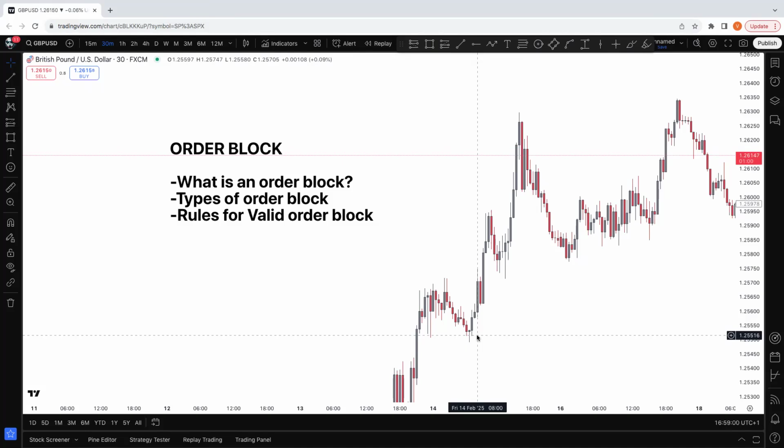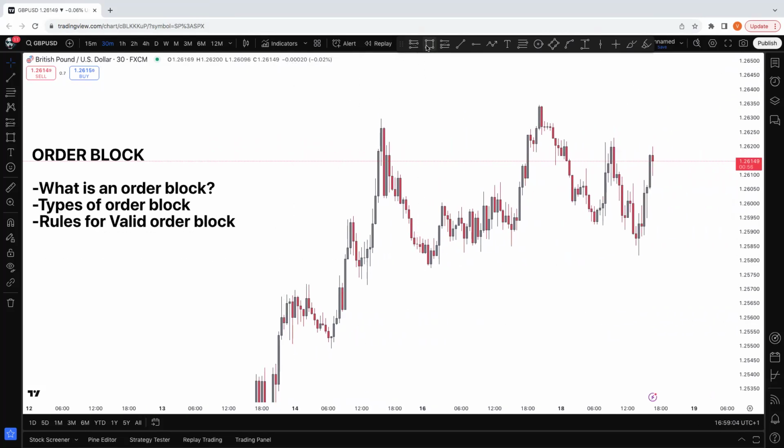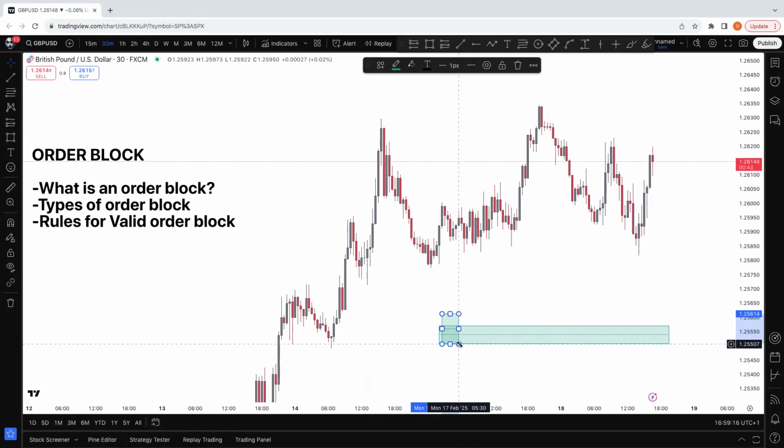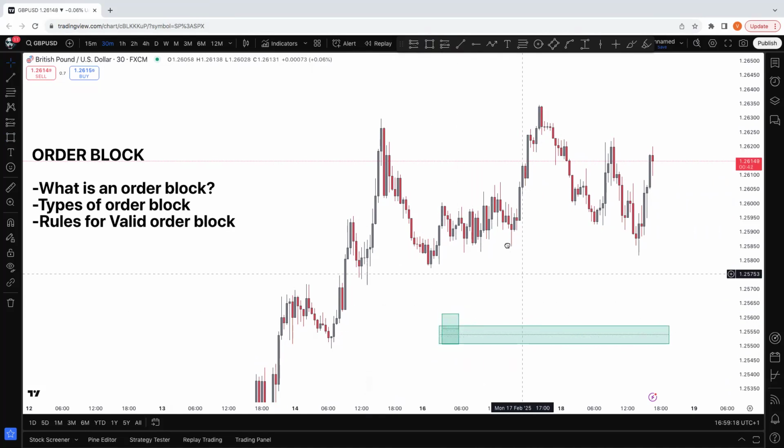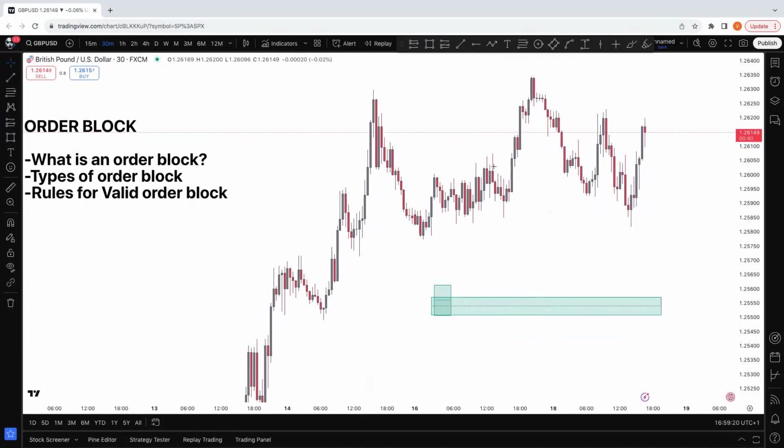So what is an order block? An order block simply means an area where orders are stacked, right? A zone where there are lots of orders in the market. Let's say this is a zone, for example. It is a zone where orders are stacked. Now, it could be buy orders, it could be sell orders, but it is a zone where there is a high volume of orders.